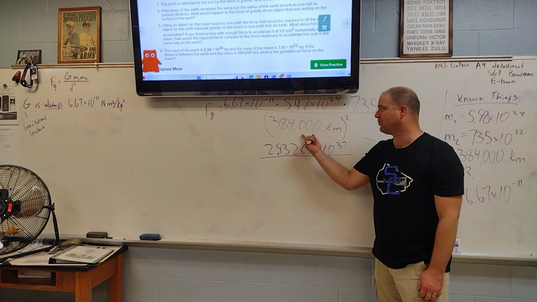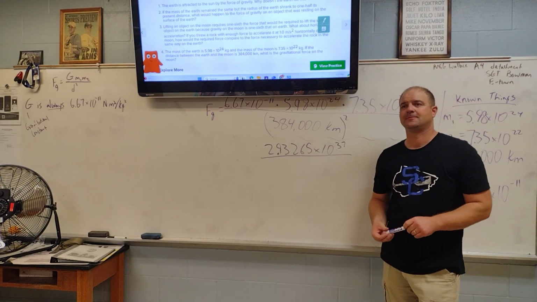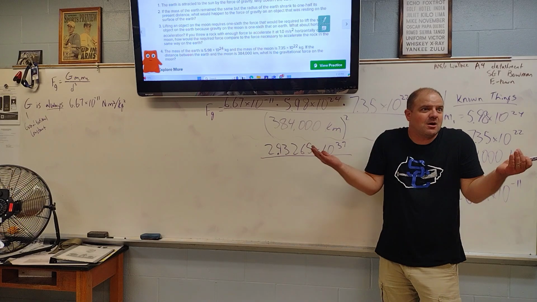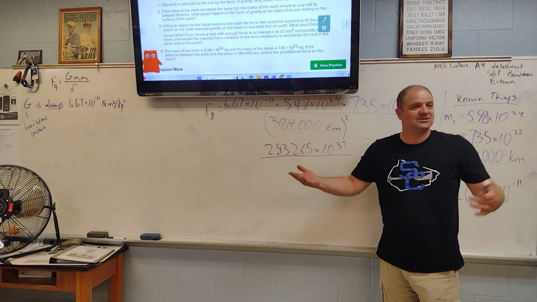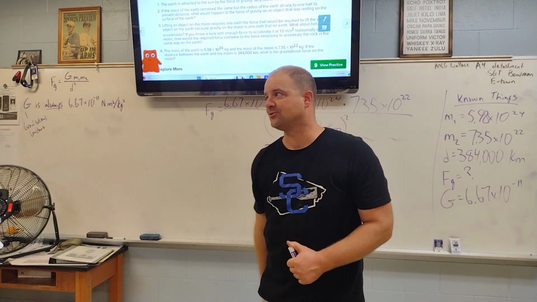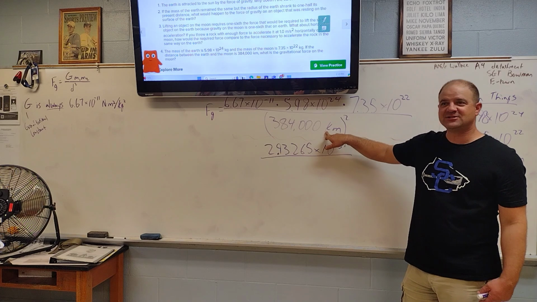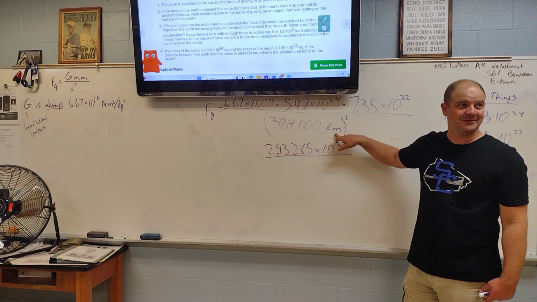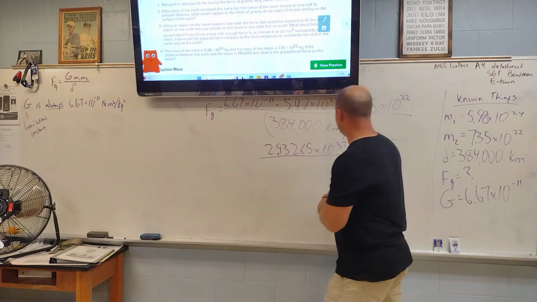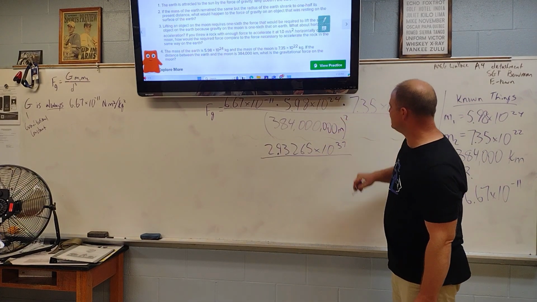Okay, so how do I get 384,000 kilometers to be meters? Add 3 zeros, or multiply by 1,000, the same thing, right? Because kilo means 1,000. So this means 384,000,000 meters. 1,000 times 1,000 is a million. So we're just going to put another 3 zeros and an M.